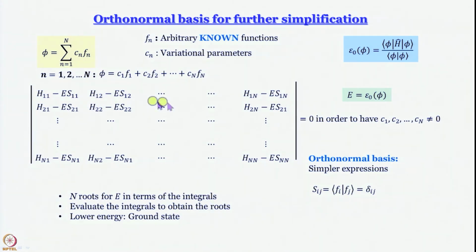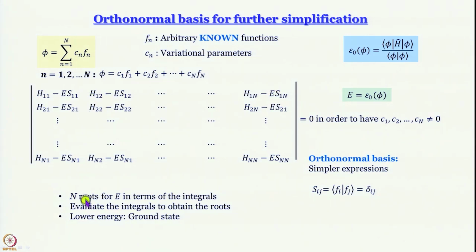So, what happens to this determinant in that case? H11 minus E S11, this S11 becomes 1. So, this becomes H11 minus E. In the 1 2 position, S12 becomes 0. So, the second term vanishes completely, you are left with only H12, and that happens for all the other elements, all the way until H1n, where S1n also becomes 0.